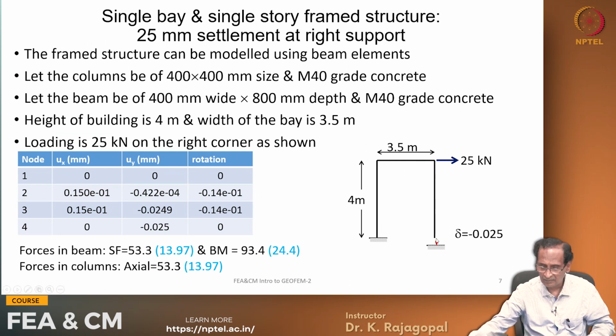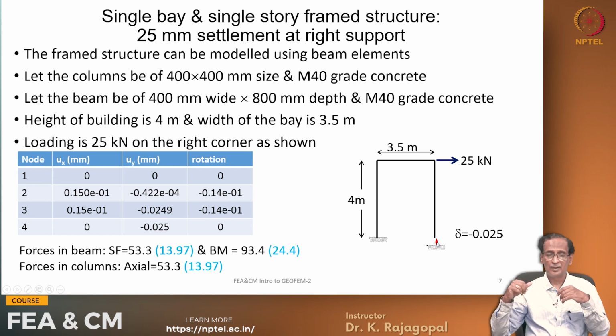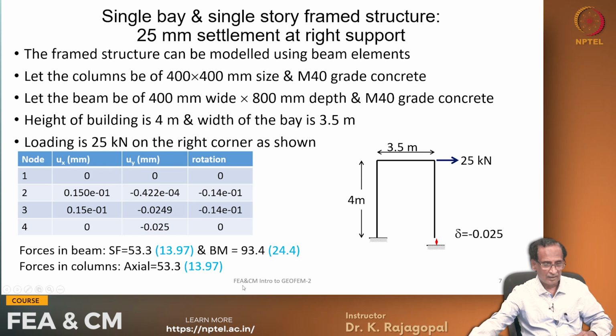See here, the right hand side support is assumed to undergo a settlement of 25 millimeters, and then when you calculate, the shear force in the beam is 53.3.